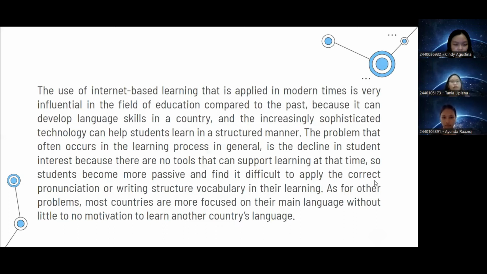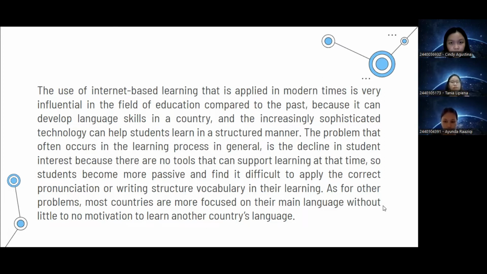The use of internet-based learning that is applied in modern times is very influential in the field of education compared to the past, because it can develop language skills in a country, and the increasingly sophisticated technology can help students learn in a structured manner. The problem that often occurs in the learning process in general is the decline in student interest, because there are no tools that can support learning at that time.